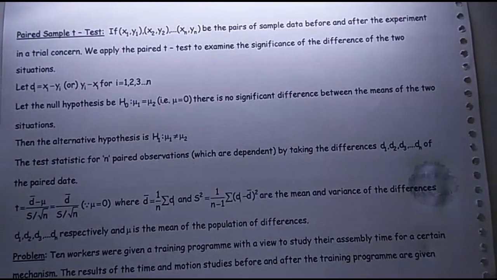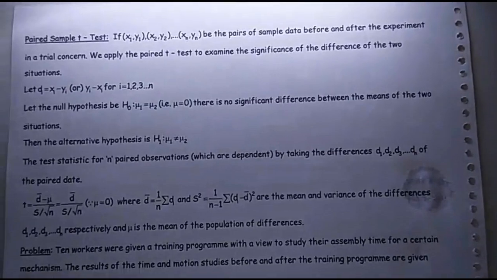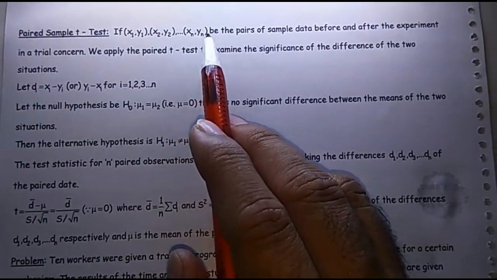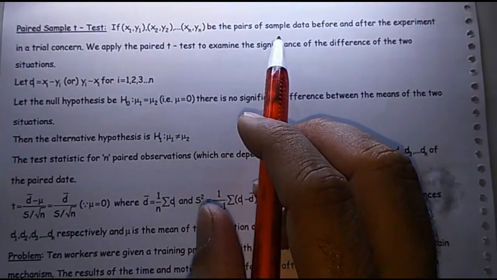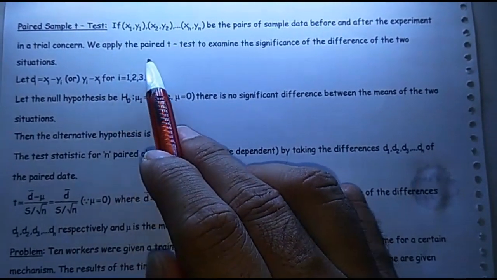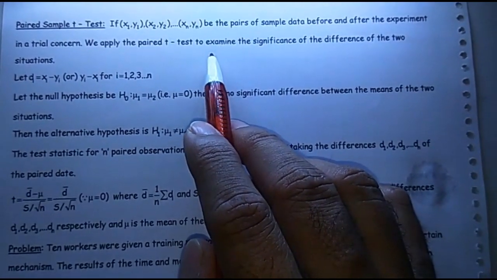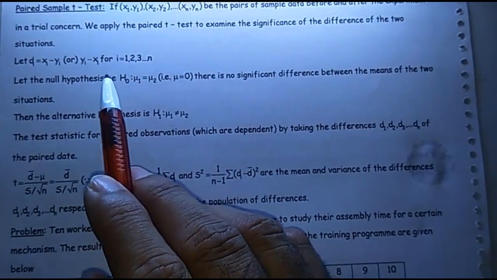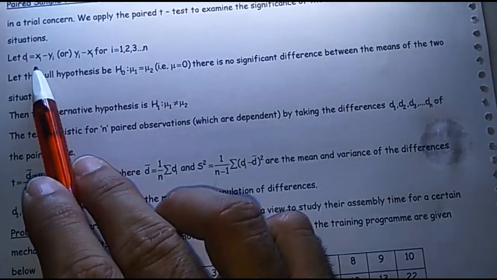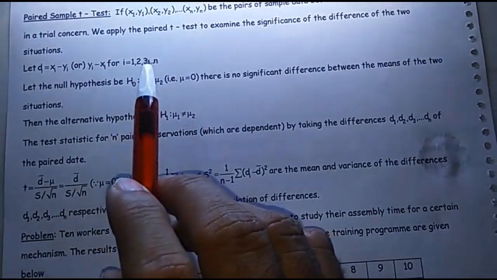In this video, we discuss paired sample t-test. If (x1, y1), (x2, y2) and so on (xn, yn) are the points of sample data before and after the experiment in the trial concerned, we apply the paired t-test to examine the significant difference of the two situations. In this method, we evaluate differences. Let di equals xi minus yi or yi minus xi for i equals 1 to n.